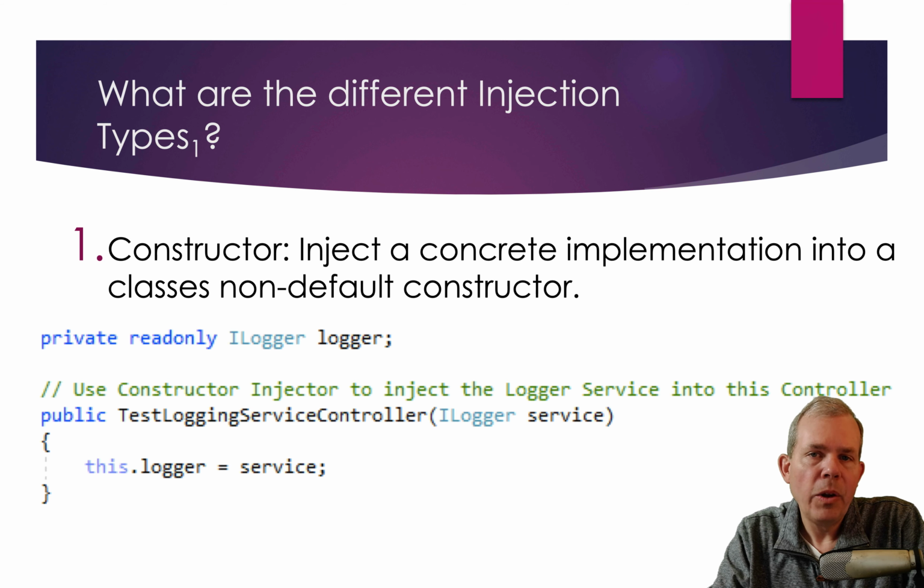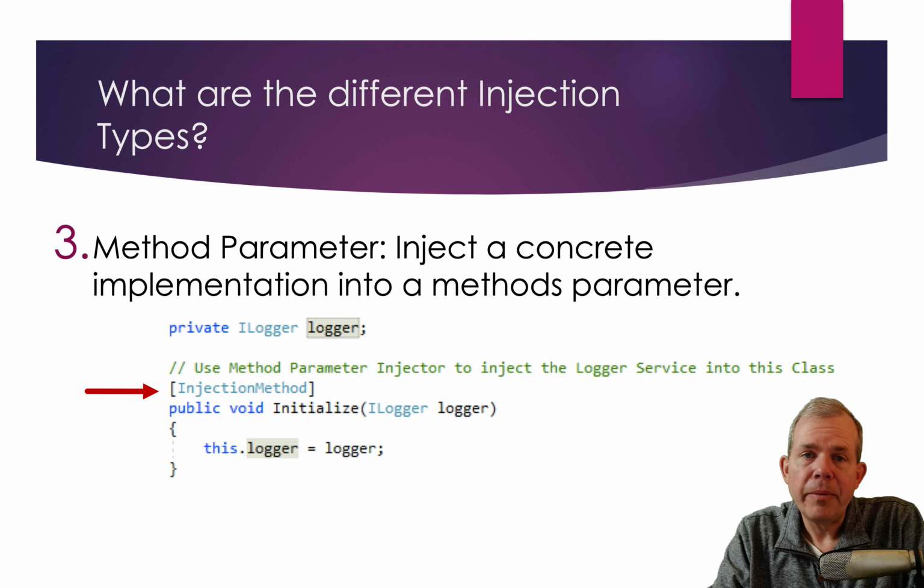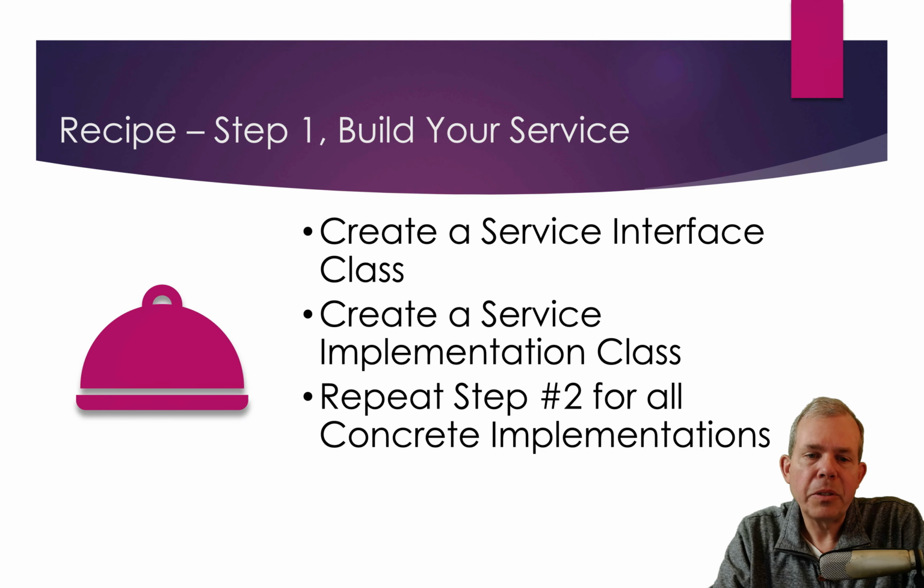Secondly, there's another syntax that you would do. It's called an implementation of a class property, and you can put in a square bracket and put the word Dependency, and it'll work just fine. And the other is a method parameter, which is very similar. So we're going to demonstrate the first of these 3 examples.